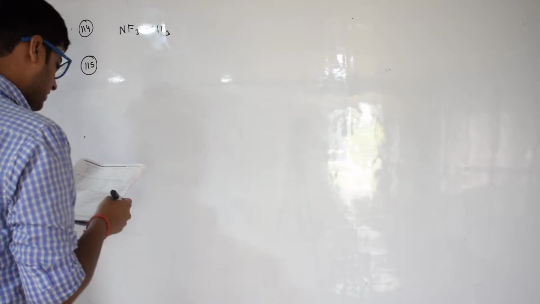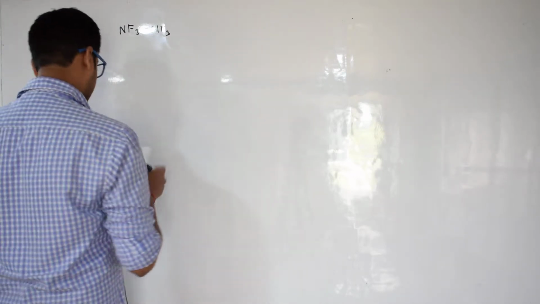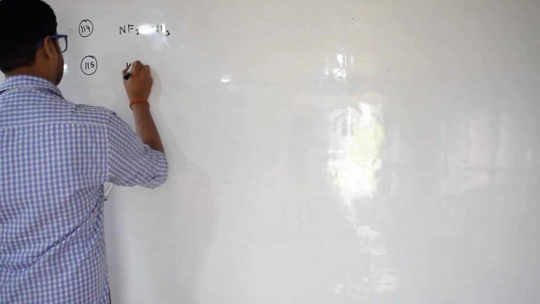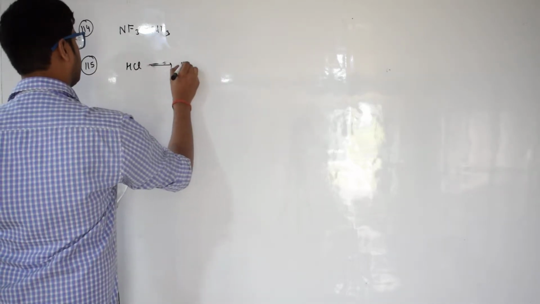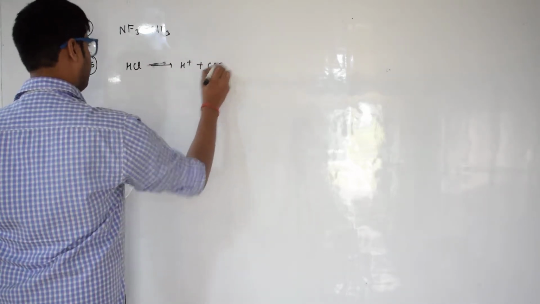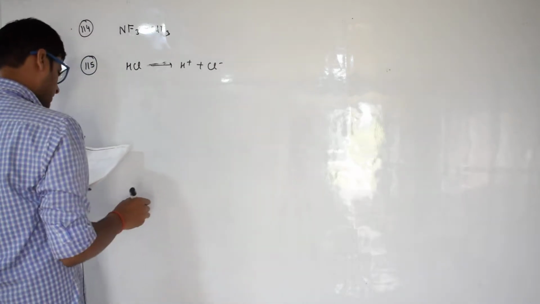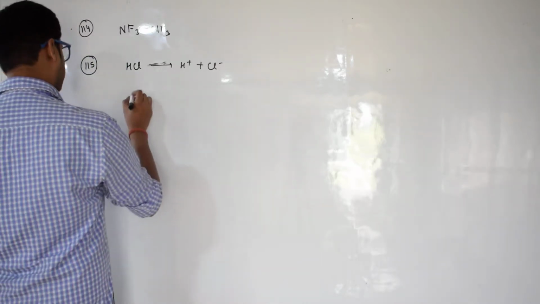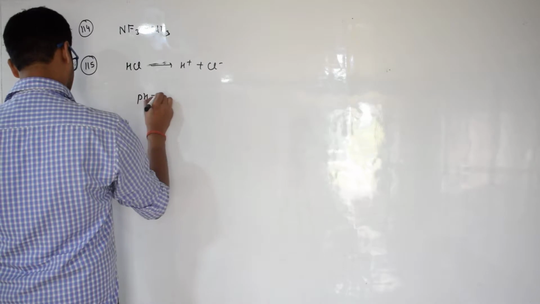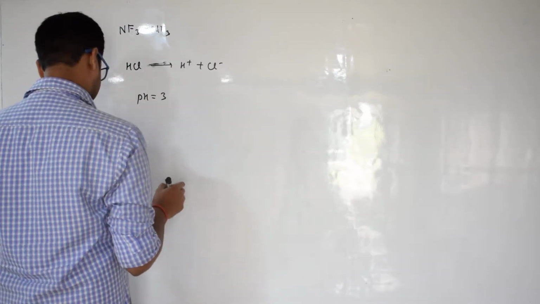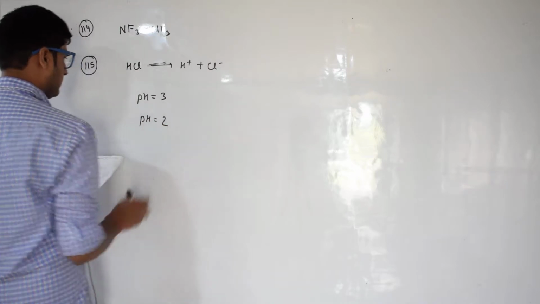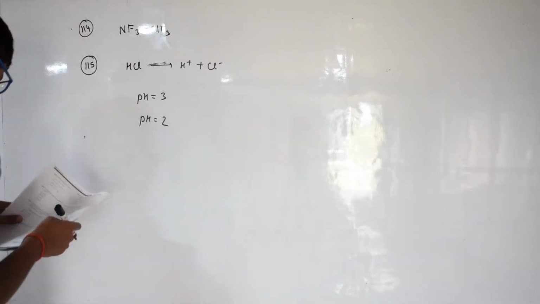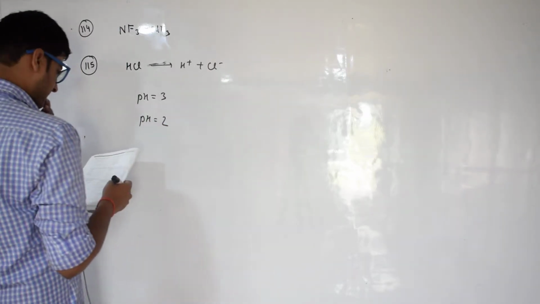Next is question number 115. How many moles of HCl must be added to 1 liter aqueous solution of HCl? H plus ion and chloride ion. We have pH of 3 and we have to decrease it to pH of 2. How many moles of HCl must be added?